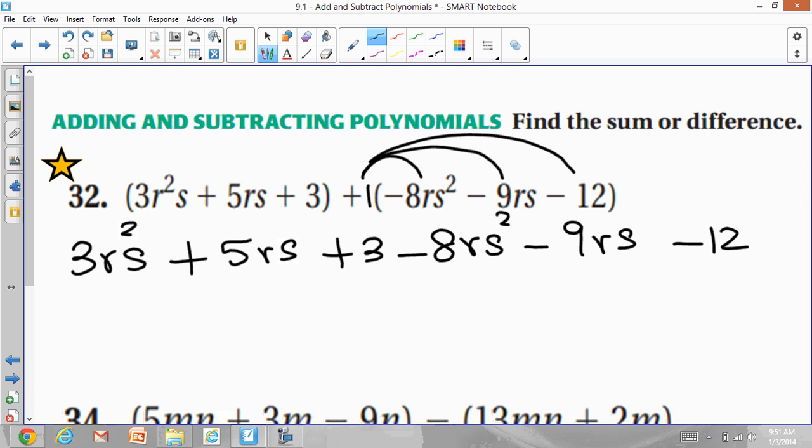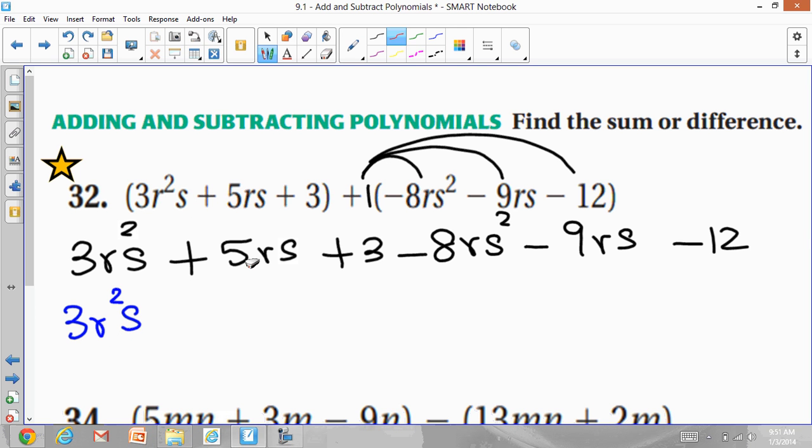Once I apply the distributive property and open the parentheses, my next step is to see if I can combine anything. R squared s and r s squared look similar, but they are not exactly the same. Here, the exponent 2 is for r. Here, the exponent 2 is for s. They are not alike, so you cannot combine them. Leave them alone. So the first one I'm going to write is 3r squared s. I'm just going to bring it down. There is nothing else to combine.